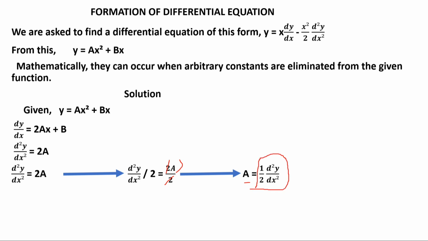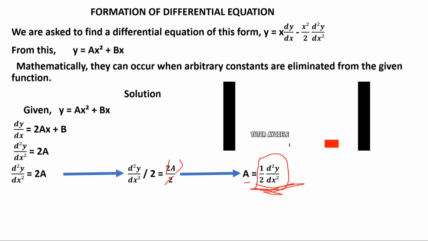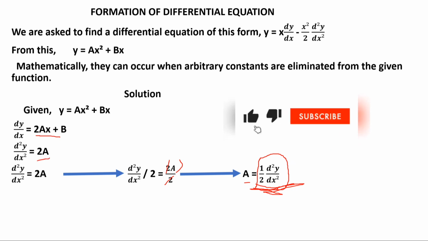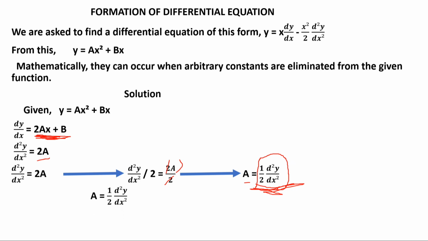Now, since I've gotten the value of A, I need to get the value of B so that I can replace A and B. I've gotten the value of A now to be this, so I will replace A with this. And so I need to get the value of B to also replace B. And I can get the value of B from this first derivative here because this second one does not have B. Yes, from this first derivative here. So that is the value of A.